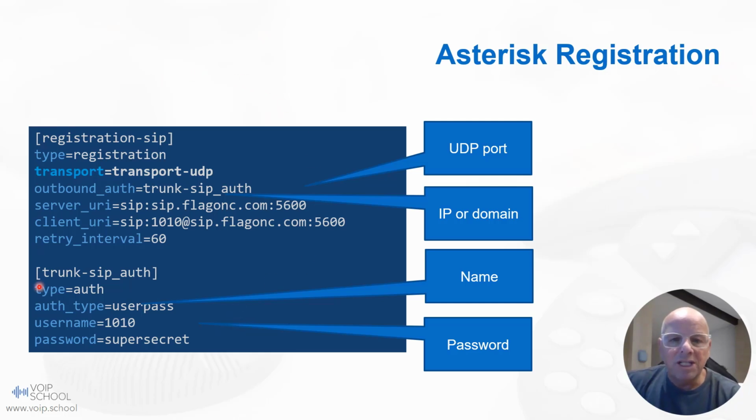So this is just the registration. I'm just registering to the server, informing that 1010 now is registered on the specific IP address of your server. So that's the whole idea of the asterisk registration. So we need to pass the UDP port, the IP or domain, the name, the password, all the credentials you have. But this is not enough.